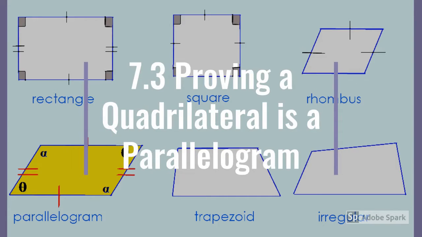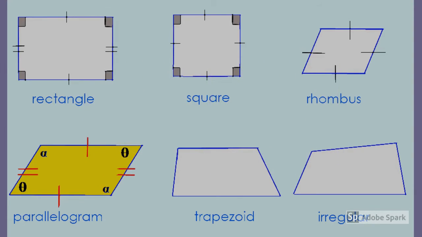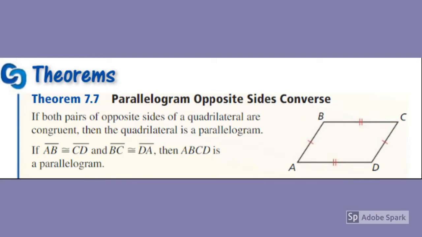Almost all of the converses of the theorems from section 7.2 are true as well. We'll discuss each of those in the following slides. The first theorem we saw in 7.2 was the opposite sides theorem. The converse of that theorem is true as well. It states, if both pairs of opposite sides of a quadrilateral are congruent, then the quadrilateral is a parallelogram.